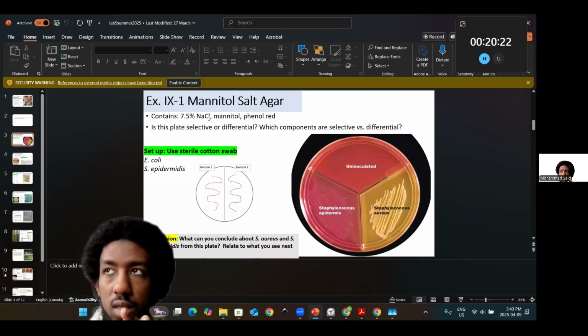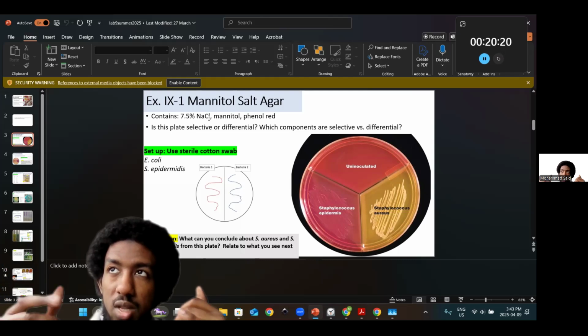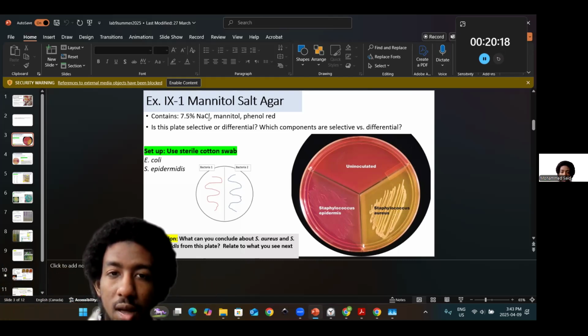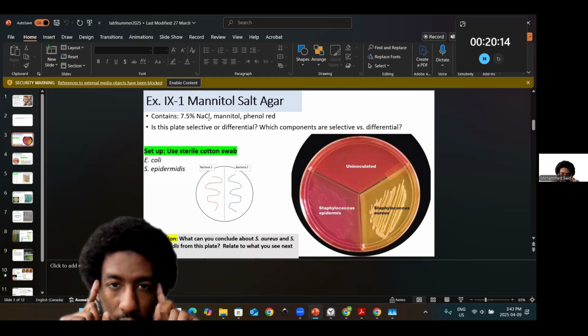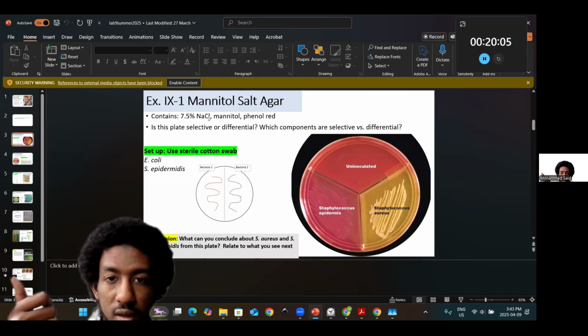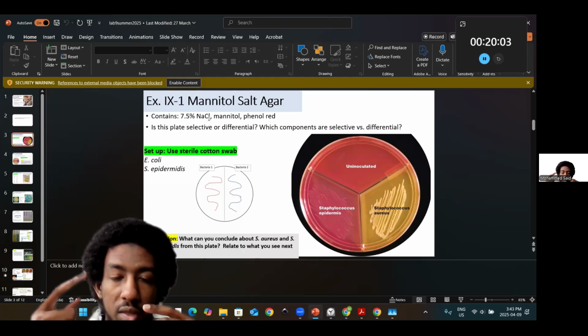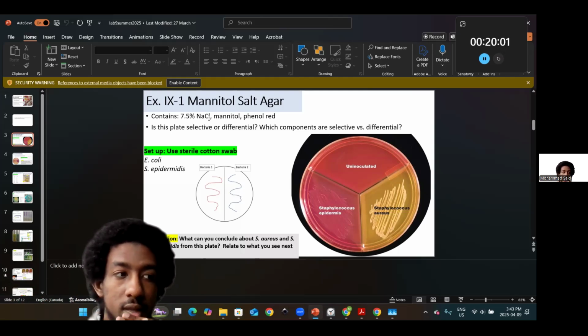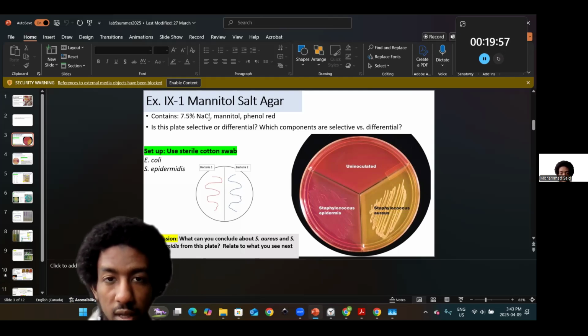So the idea is not to grow, but just to metabolize, right? Or metabolize and reproduce. And so I want you to think about it in this regard. Mannitol as a metabolite just serves to indicate, with phenol red, whether or not bacteria are able to ferment this metabolite.